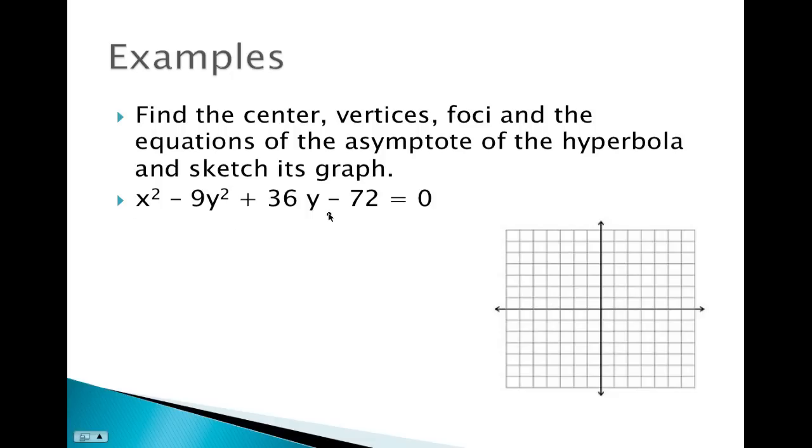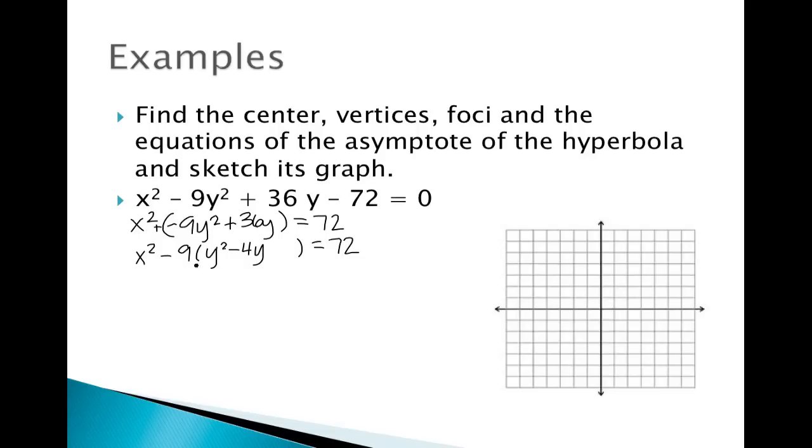So let's go ahead and complete the square and get this into standard form. So group like terms, we only have one term that has an x in it, so that's just going to stay. Now I'm going to group my other terms, so we have 9y squared plus 36y, and we're going to move the 72 over to the other side. Okay, so now I'm going to factor out a 9 because we don't want a negative 9. We do not want to have a coefficient in front of our y squared term. So now we have x squared minus 9 times (y squared minus 4y) equals 72.